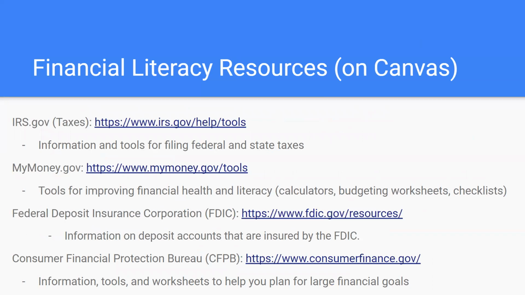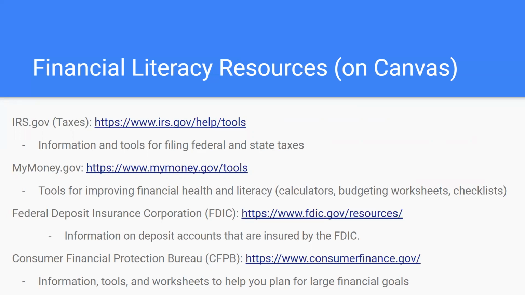So, kind of to wrap things up, there are some links to some financial literacy resources on this screen. They're also listed all on Canvas. But we've got the IRS website. There's some tools for improving financial health and literacy with calculators and budgeting worksheets and checklists.